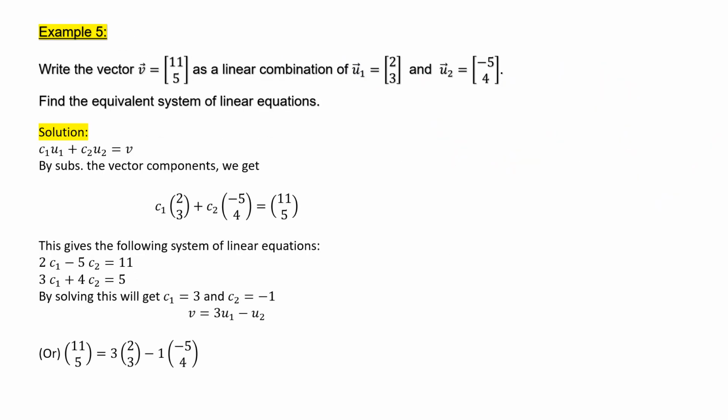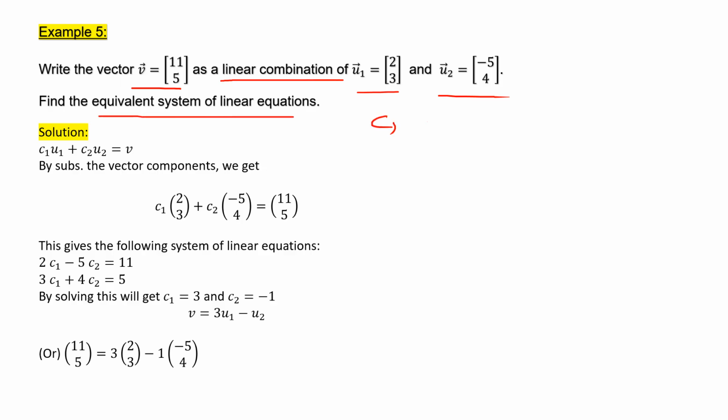For example, suppose we have given a vector v as (11, 5), and we have to write it as a linear combination of another two vectors. u1 is equal to (2, 3), u2 equal to (minus 5, 4). We also find the equivalent system of linear equations.